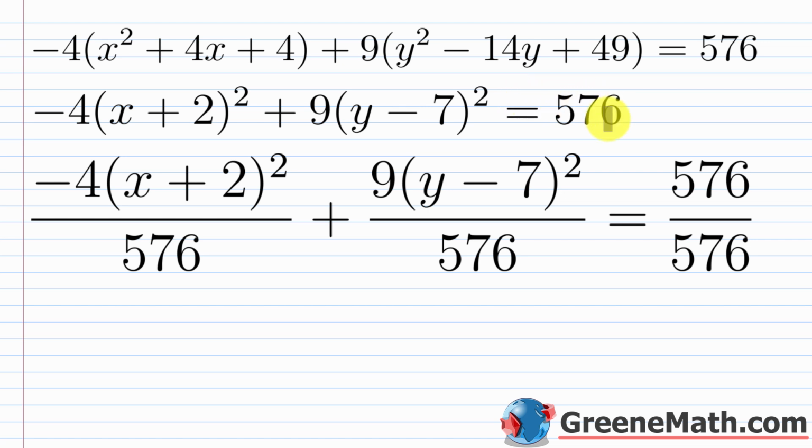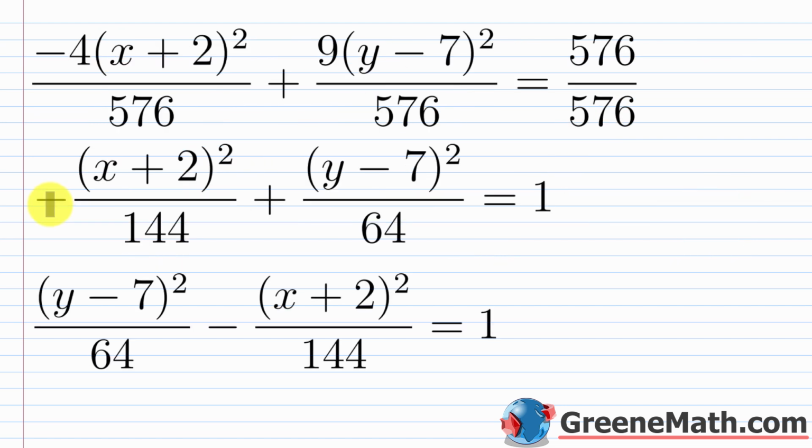We know with a hyperbola, we want the right side to be 1, so just divide everything by 576. We're going to get the negative of the quantity x plus 2 squared over 144 plus y minus 7 quantity squared over 64 is equal to 1. We're going to switch this around just so this guy's out in front. So we have the quantity y minus 7 squared over 64 minus the quantity x plus 2 squared over 144 is equal to 1. So we know this would be a vertical hyperbola, right? The transverse axis would be vertical.